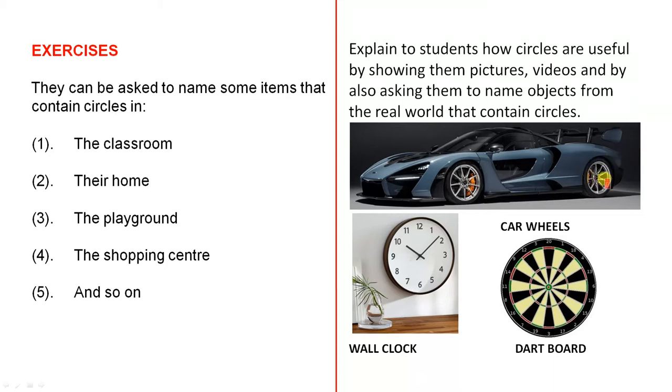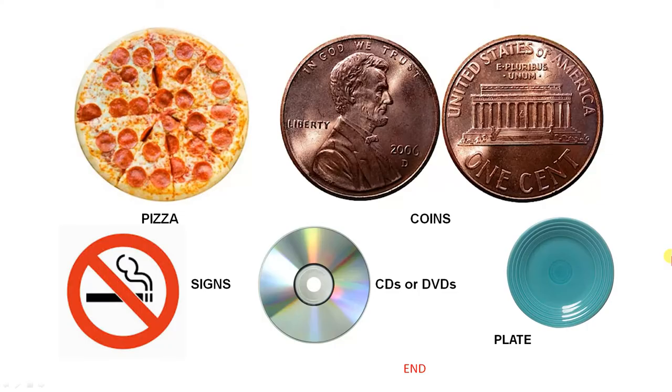So if we look at the car wheels, we know how important they are. The wall clock, the dartboard, just some examples in real life. We also have the picture. It might not be a 100% perfect circle, but it's a very good example. We all know about the coins in our world, different types of coins from different countries. There are many signs in the shape of a circle. We are very familiar with CDs and DVDs, and we all know about the plate.